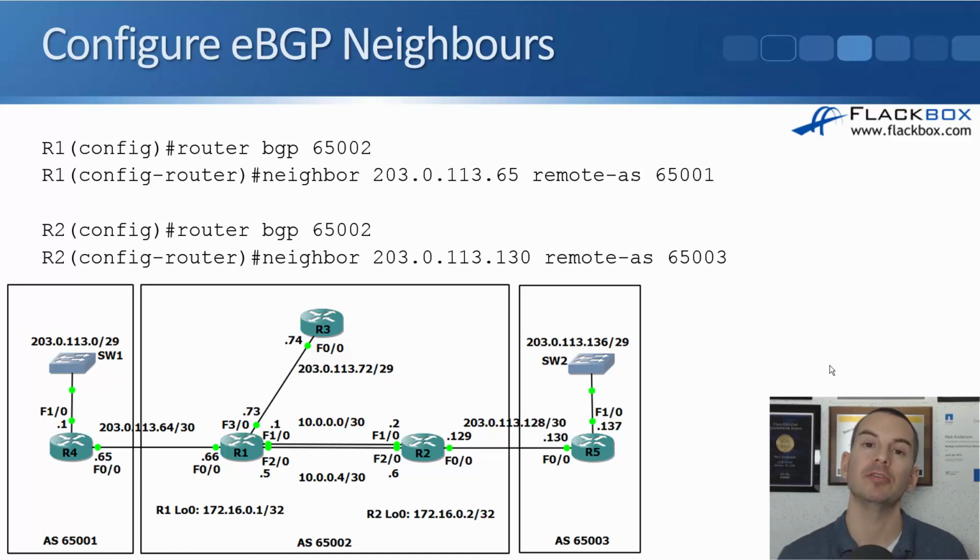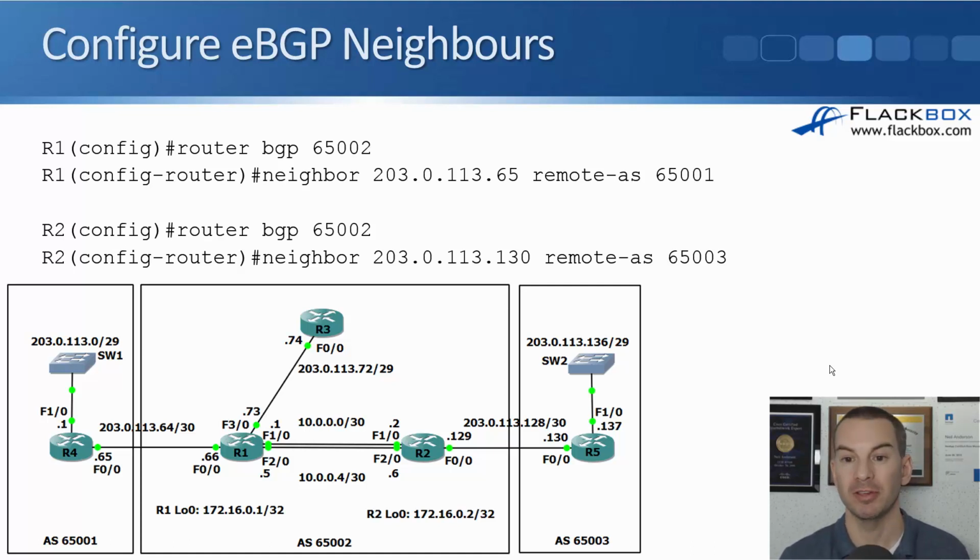Okay, so we've got our iBGP neighbors configured. The next thing to do is configure our eBGP neighbors. So on R1, we say router bgp 65002, again under the same BGP process. Neighbor 203.0.113.65, the IP address over on R4, and we say remote-as 65001.